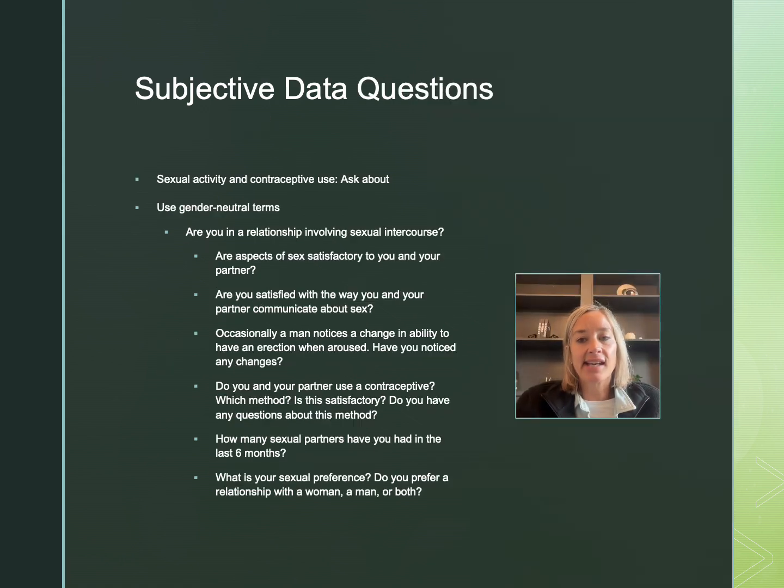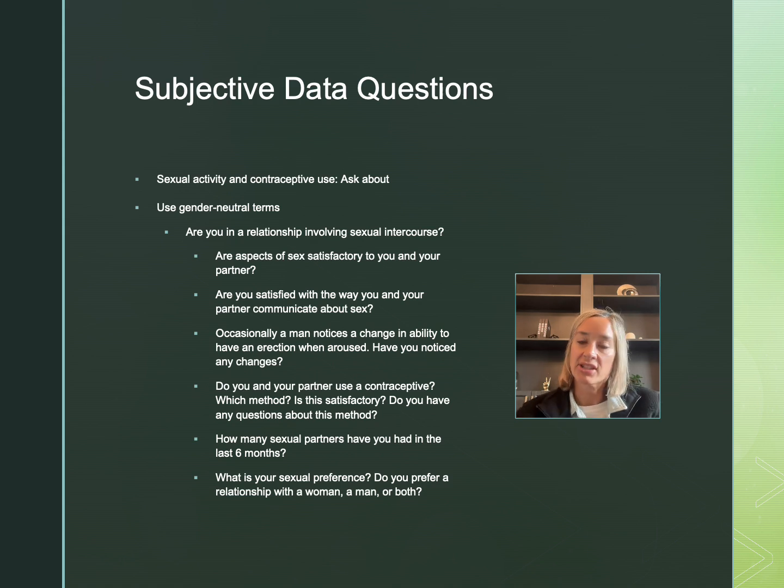Sexual activity and contraceptive use. This is an important area to address, as sexual health and satisfaction can directly impact a patient's overall well-being. Since these questions can be sensitive, remember to use gender-neutral terms and keep your language open and non-judgmental. Start by asking if the patient is in a sexual relationship. Try framing it as, are you currently in a relationship involving sexual intercourse? This phrasing is inclusive and provides a comfortable way for patients to discuss their experiences.